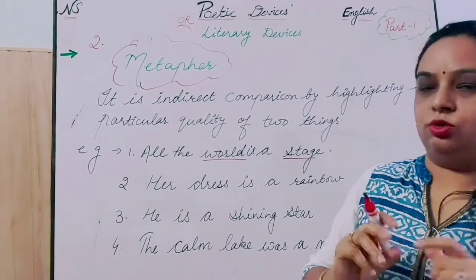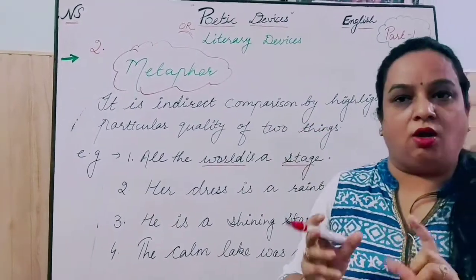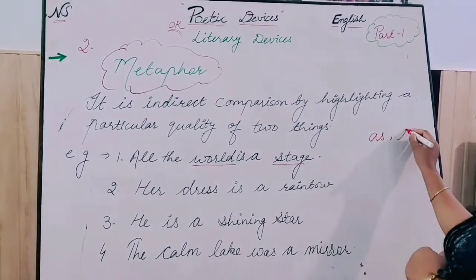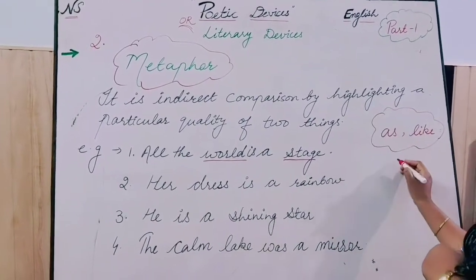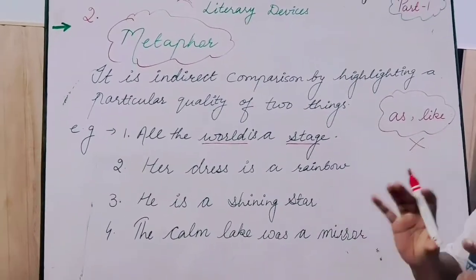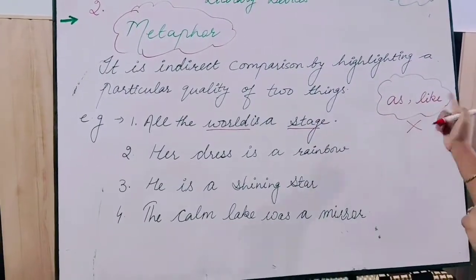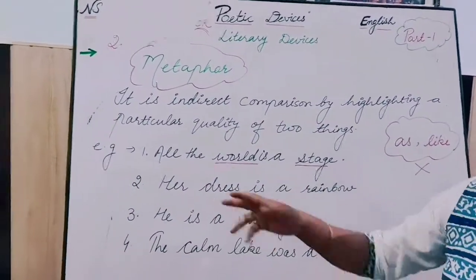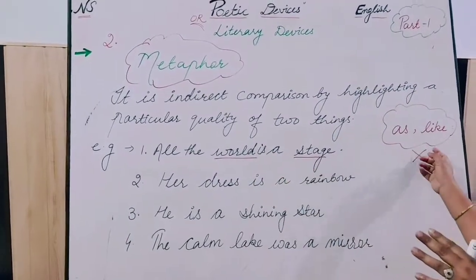But here you have to keep one thing in mind always. Metaphor and simile are almost the same, but in simile we use the words as and like. Here in metaphor you will not get the words as and like. The comparison is being done the same as in similes, but we will not get these words. So you can see in this sentence, all the world is a stage, world and stage are being compared, but we are not using the words as and like here.